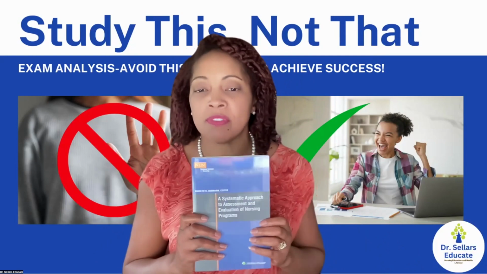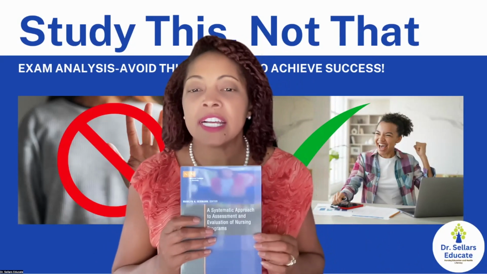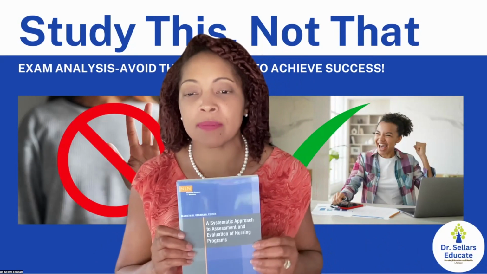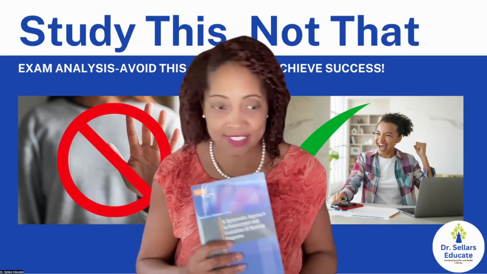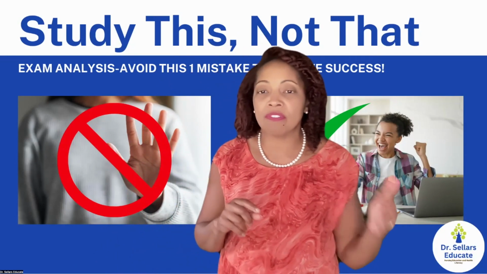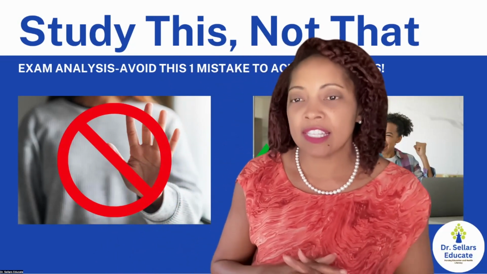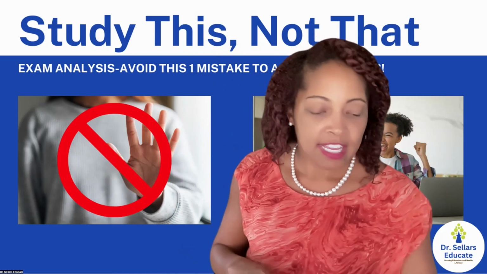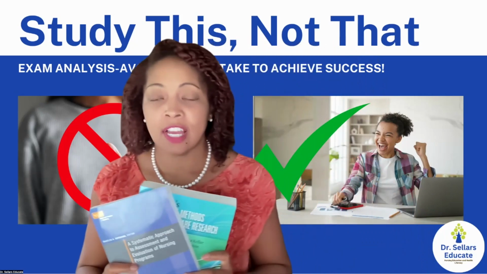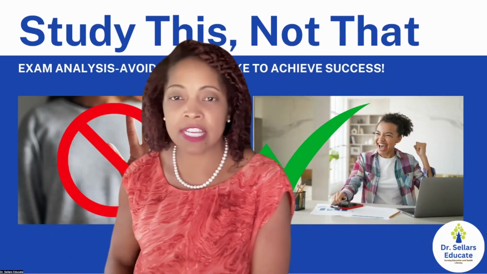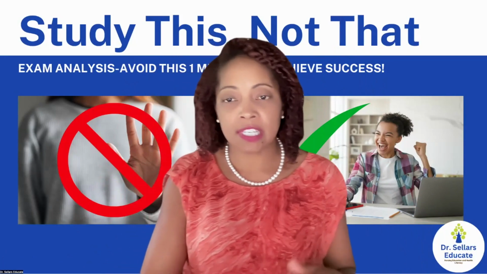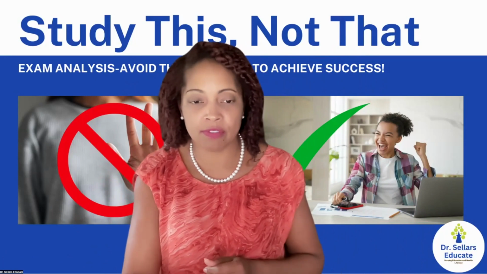What about this one? We've shown you this one before. This is the older edition as well. A systematic approach to assessment and evaluation of nursing programs. You don't need this resource either. Okay, so that's the one mistake you want to avoid that will prevent you from achieving success on the CNE exam. And that is buying all of these resources that you don't need. The only resource you need is Billings and Halstead, and you can supplement your review by looking at Dr. Caputi's CNE review book. We consider that our Cliff Notes version.